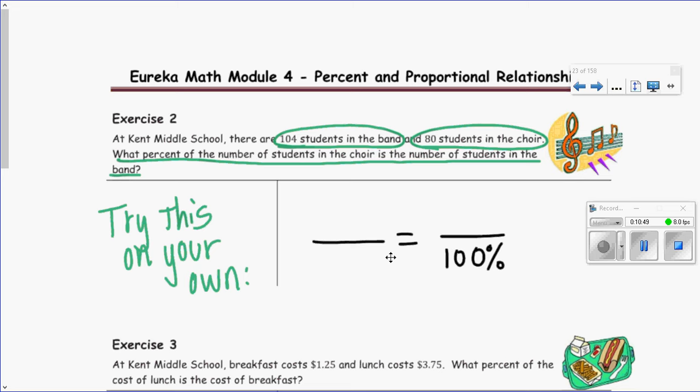Now, what I would say is to make sure you know which goes on top and which goes on bottom. Hopefully you knew that it was band and choir. Okay, go ahead and set it up, solve it, and see what you get. Then you can unpause it.